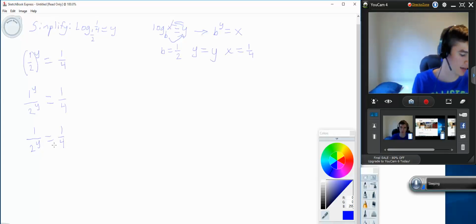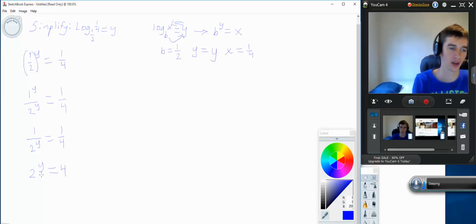Even if this isn't making that much sense, you can use some algebra to help simplify this. But right now I'm going to show you that you can just flip these fractions on both sides, which would be the same as multiplying by 4 and multiplying by 2 to the y on both sides. Since they're both a fraction with a 1 on the top, just flip them. So you get 2 to the y equals 4.